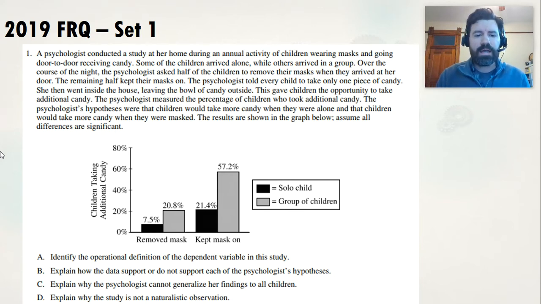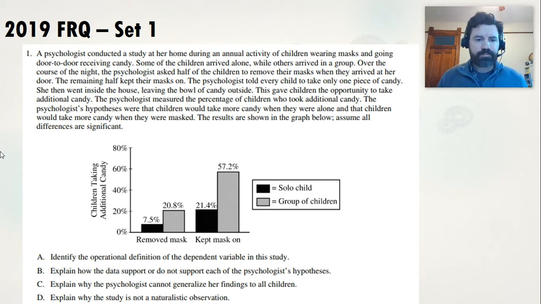So the first question: identify the operational definition of the dependent variable in this study. So you have to look at, well, what is she manipulating? That's the independent variable, right? What she's manipulating is whether or not she's asking them to take the masks off. The dependent variable, what is she actually measuring? Well, what she's measuring is how much more candy they take, right? Like the percentage of students taking additional candy, what you can see there on the y-axis. Now, you want to make sure that you have an operational definition. And so the dependent variable might be something like honesty, right? But specifically, how is she measuring that? She's measuring how much candy they're taking.